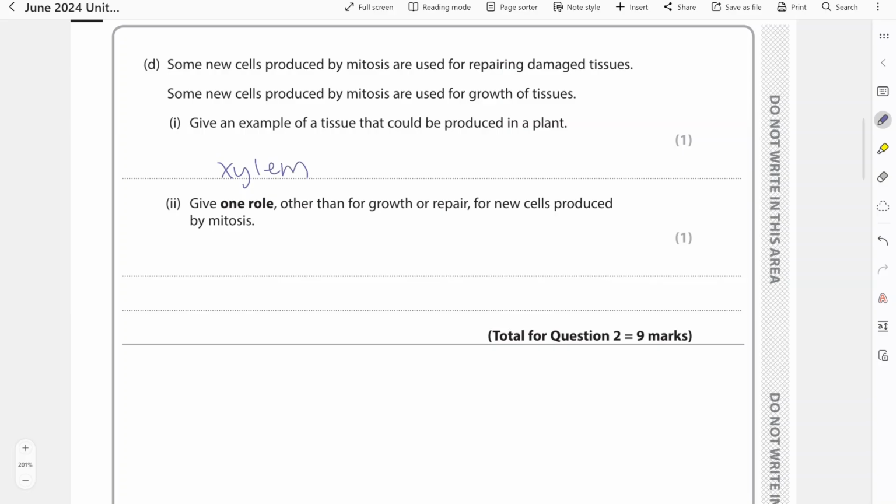All right, part 2. Give one role other than growth or repair for new cells produced in mitosis. So this one would be asexual reproduction. Another thing you can also say is cloning.